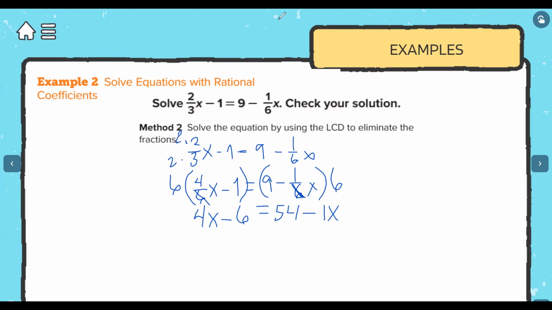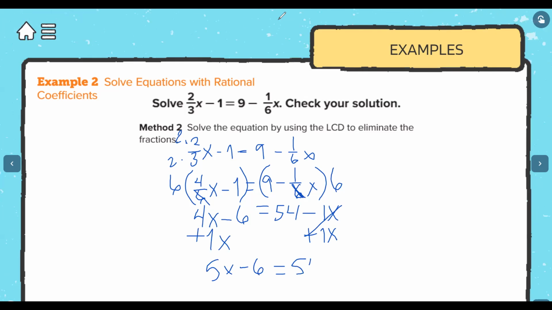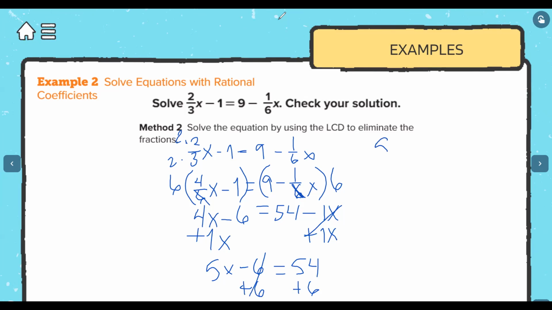Okay, now I can do it the same way as I did the first ones. Which one's bigger, 4x or negative 1x? So 4x is bigger, so I'm going to start moving the smaller one. If it's subtracting 1x, I need to add 1x. Okay, so I have left 5x right here minus 6 is equal to 54. Now the constant, I need to move it to the other side. I add 6 to both sides. So I have left 5x equals 60.